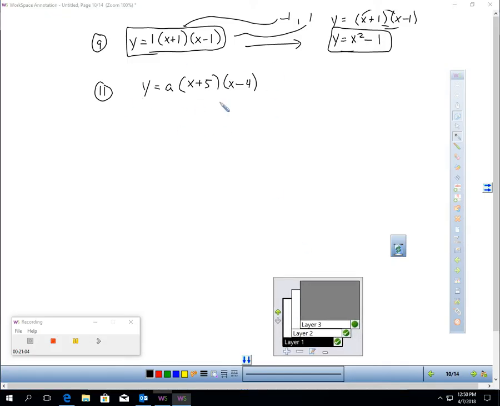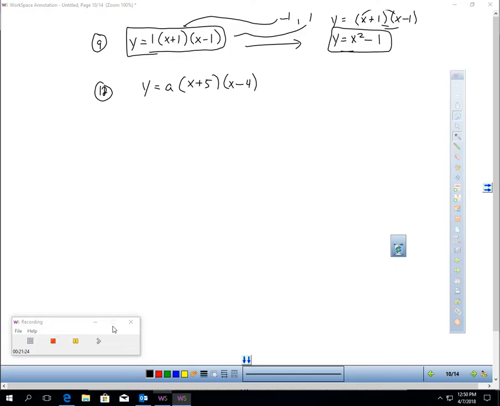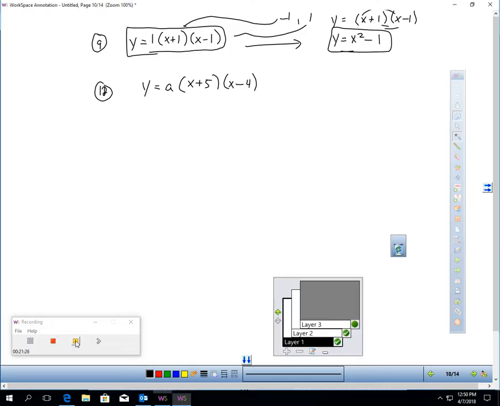Okay, in number 11 I meant to say. They want me to write an equation in standard form for the graph under these conditions. So they told me, looks like I did number 12, not number 11. Shoot. Let me fix that real quick. Okay, I fixed it here.